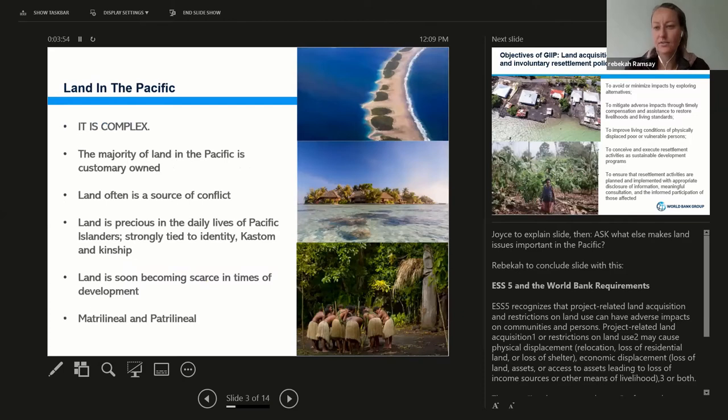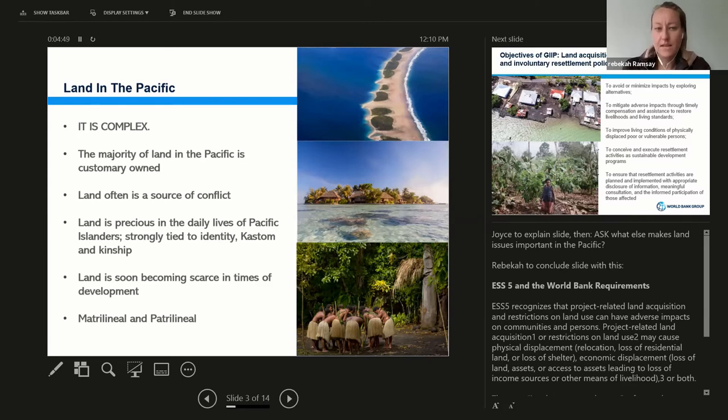Okay, so just to start us off, of course, the majority of the people here today are Pacific Islanders yourselves, and also people who have been working in the Pacific for a long time. So you certainly will understand that when we're talking about land use and land acquisition, it's a truly complex issue across all of the countries in the Pacific. You'll know that the majority of land in the Pacific is customarily owned. And that's often part of the constitution. It's well recognized within the legal frameworks of country systems. And when I say country systems, I mean the laws and regulations that govern each country.